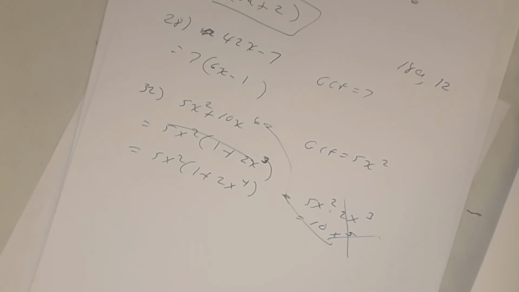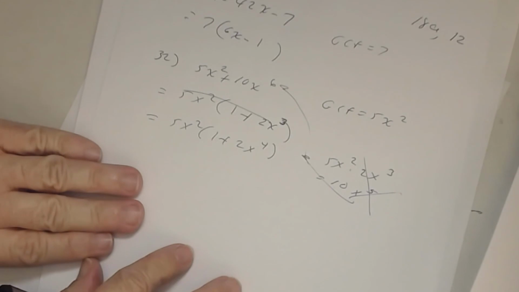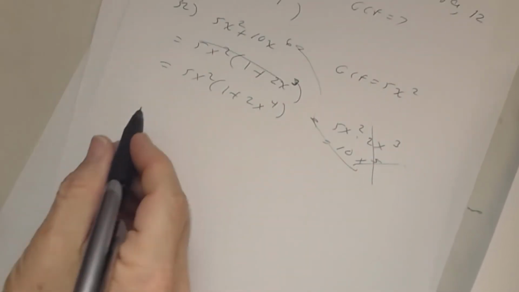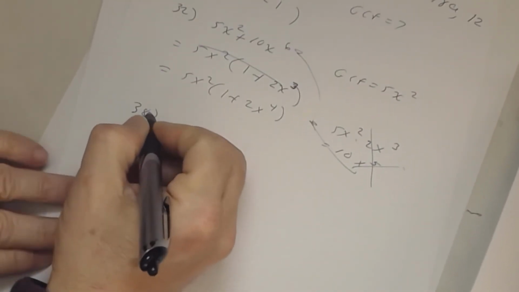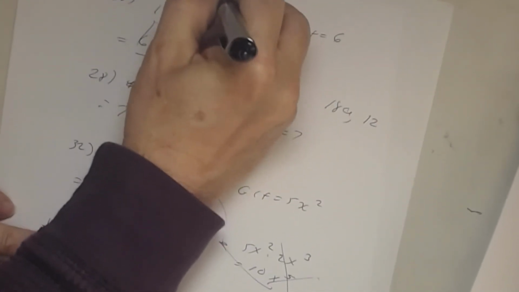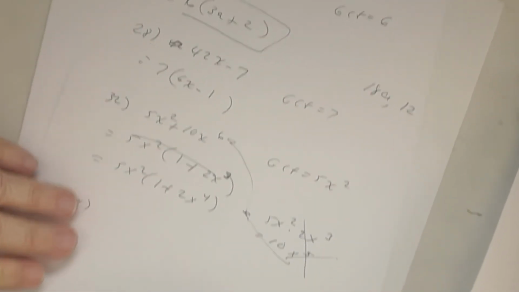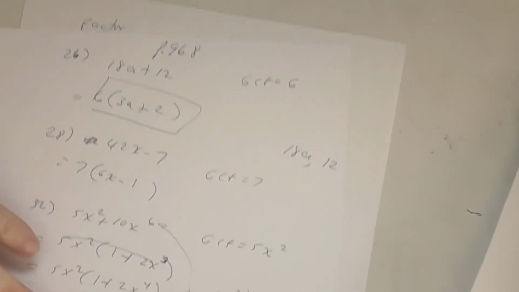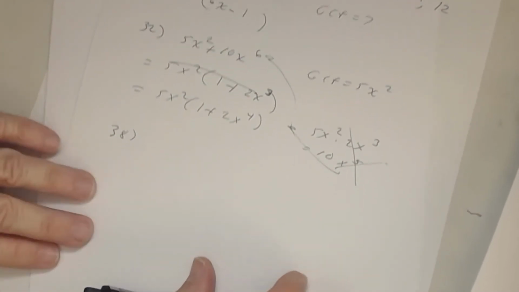Okay, let's do another one, variables in it. But notice it's just a distributive property. So when you factor out the GCF, you're just thinking about the distributive property. All right, let's look at this one. This is going to be number 38. Page 968. Okay, number 38. Suppose you had this.